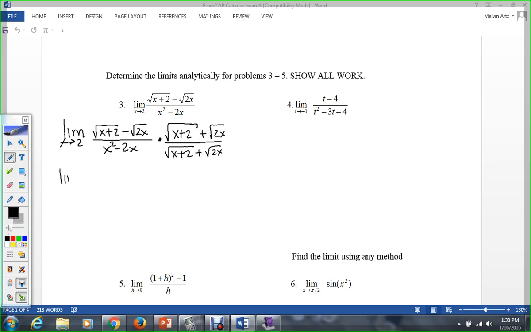Now when we multiply these together, we would have the first being multiplied together, x plus 2. The middle terms are going to cancel, and we'd have minus 2x, all divided by x squared minus 2x times this quantity. And let's simplify that. Notice in the numerator we have an x minus 2x, so we'd have a negative x plus 2.